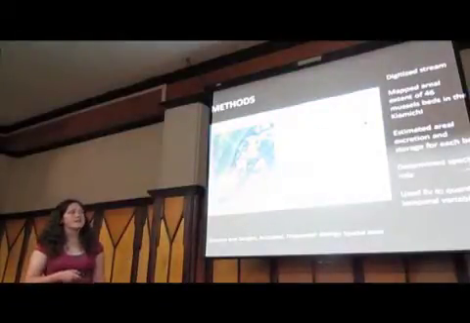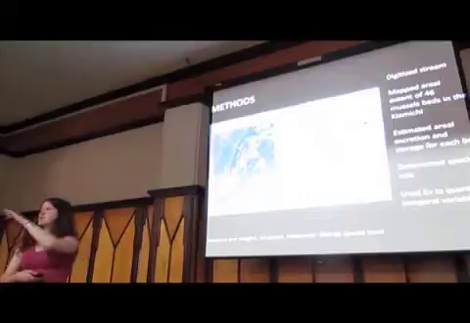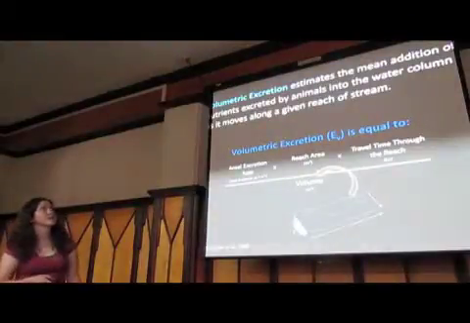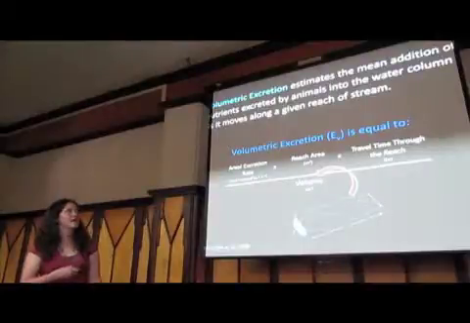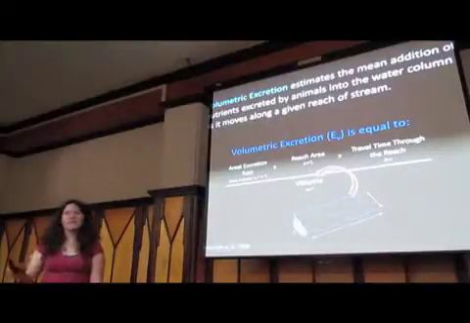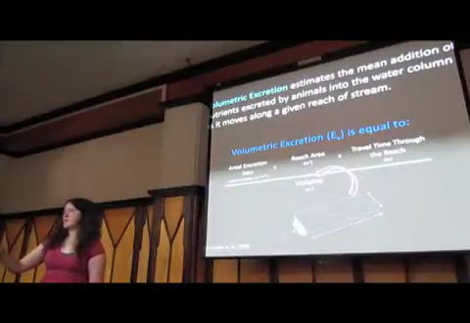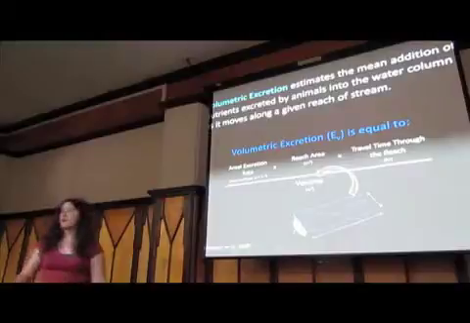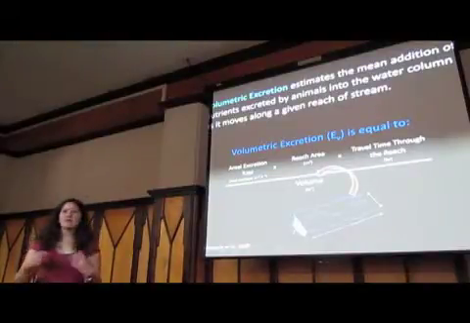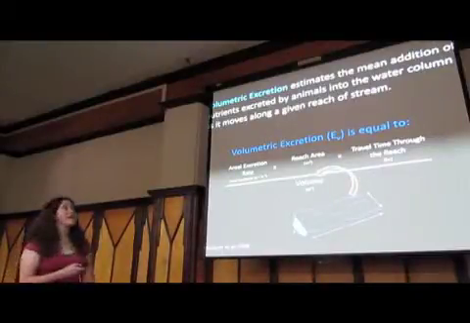And then I also used this metric called volumetric excretion to quantify temporal variability, so changes over time. Volumetric excretion estimates the mean addition of nutrients across a given stream reach, so it uses the areal excretion rate, the reach area, so the length times the width, and then the travel time through the reach. So if you dropped an orange in the river, how long would it take to go 100 meters? And then divide that by the volume of water in the system. And so this gives you an idea of the entire impact of an organism on that volume of water.